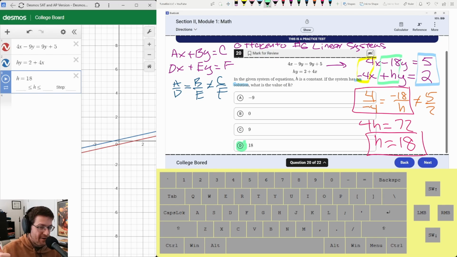Remember, guys, they make these way harder, and they make them student-produced response, so you can't just guess and check like that. Make sure you understand what we did up on the whiteboard.